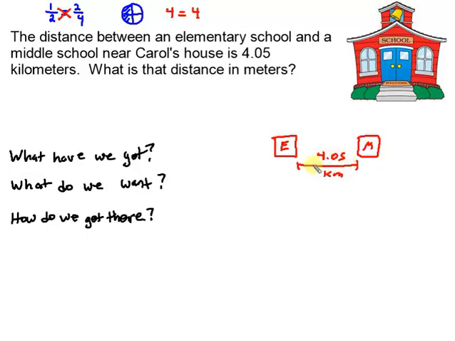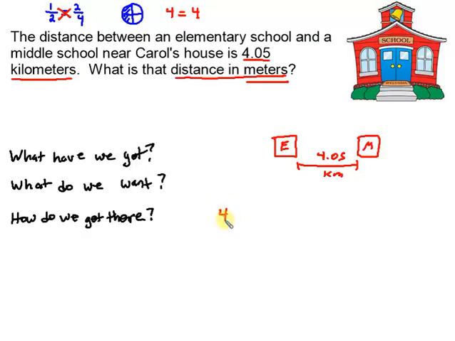To solve conversion problems using proportions, we need to ask ourselves 3 questions. Question number 1, what have we got? What does the problem tell us that we have? In this case, we know that we have 4.05 kilometers. The next question we want to ask is, what do we want? What is the problem asking us to give? In this case, it wants the distance in meters. So we have it in kilometers. We want the answer in meters. And then the last question is, how do we get there? What is the ratio that we can use to get from 4.05 kilometers to some number of meters?